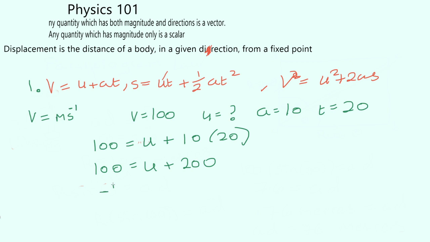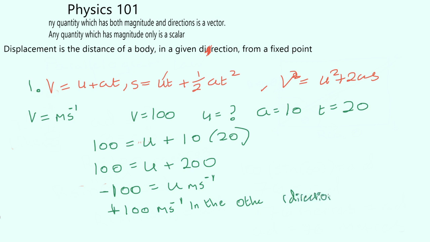Then we'd have minus 100 is equal to u. So minus 100 would mean that it's going at 100 in the other direction beforehand. So we'd have minus 100 ms minus 1, or we make it a plus because then we say in the other direction. I put in an or there by accident.